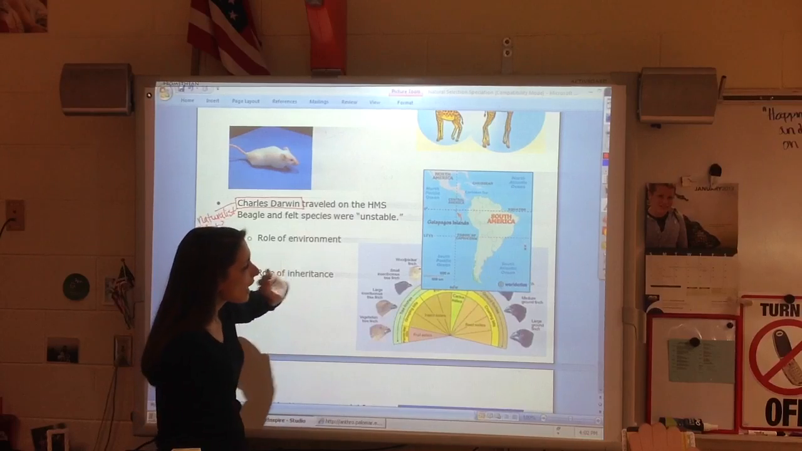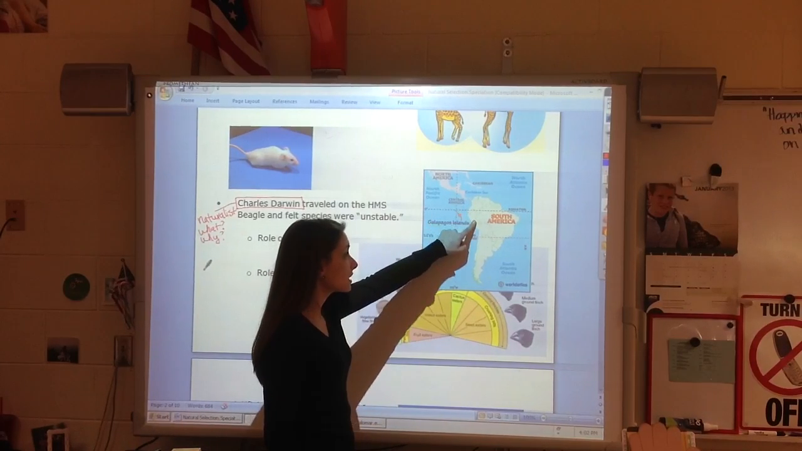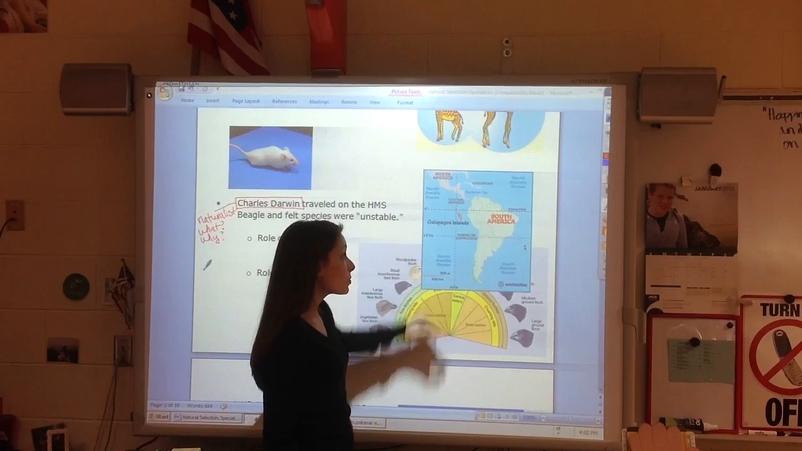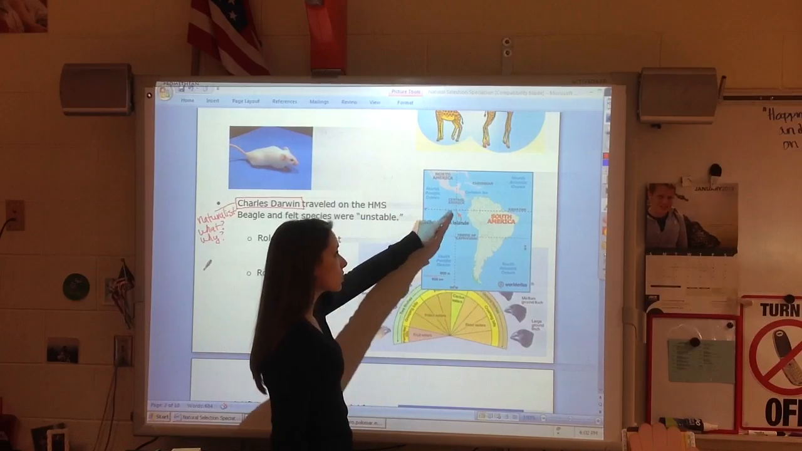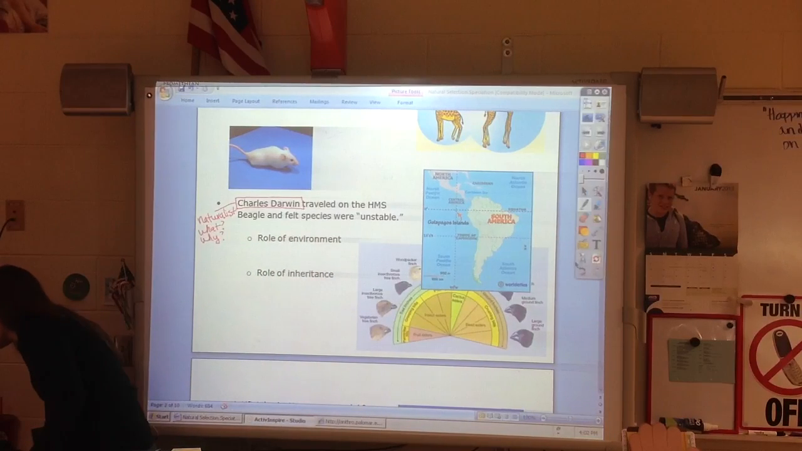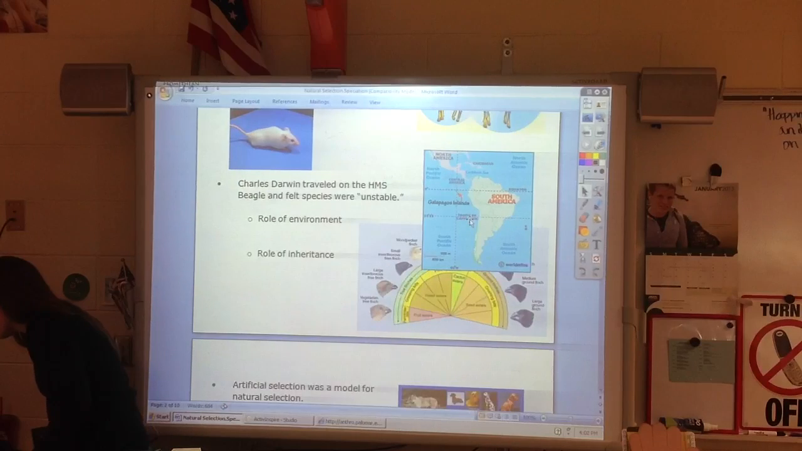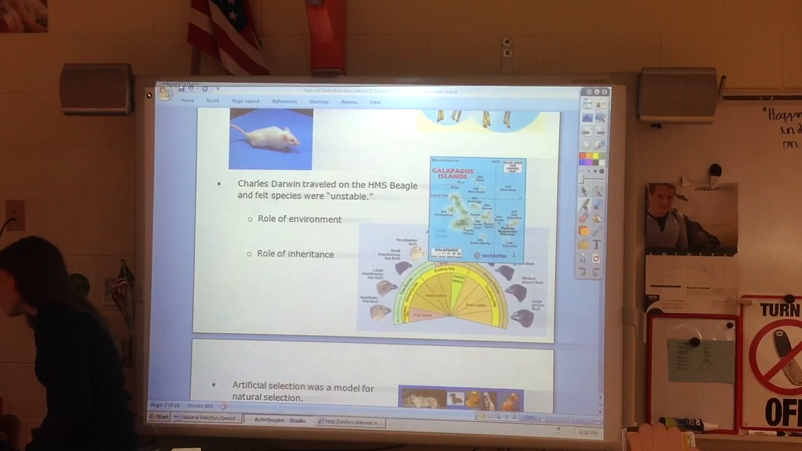And so here we see the Galapagos Islands off the western shore of South America in the South Pacific Ocean. So we've got these islands here. Well, why is it that the islands were so important? Why the islands? Well, here we have a diagram of the islands.